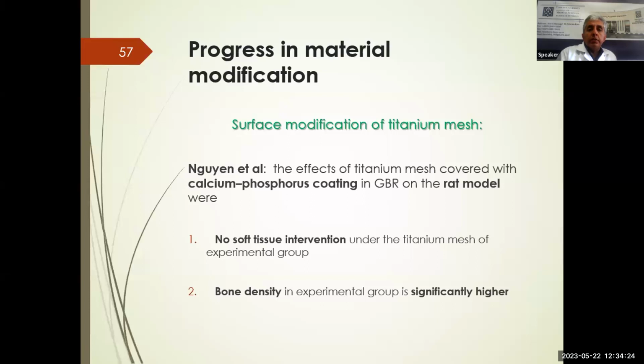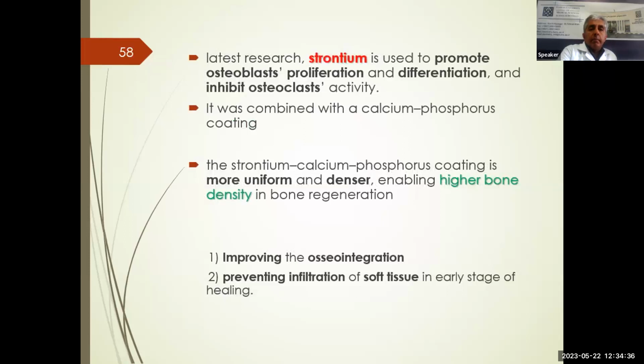No soft tissue innervation was found under titanium mesh in this study, and bone density in this group was significantly higher. As an innovation, some researchers use strontium to promote proliferation and differentiation of osteoblasts and inhibit osteoclast activities. That was combined with the calcium phosphorus coating. Strontium calcium phosphorus coating is more uniform and denser and enables a higher bone density in bone regeneration, improving osseointegration and preventing inflammation of the soft tissue, which were the outcomes of this study.